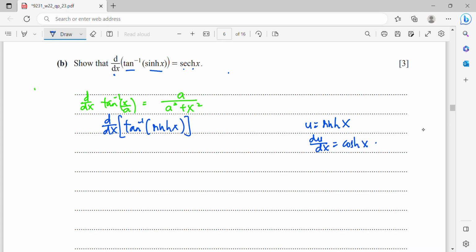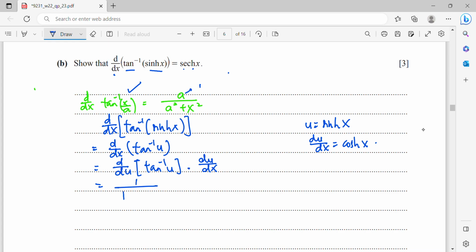Right? So here becomes d over dx inverse tangent u. So when you need to differentiate inverse tangent u with respect to x, it's basically using the chain rule: d over du inverse tangent u times du over dx. Now, inverse tangent u, when you compare with inverse tangent x over a, your a is 1, because your a is a constant. So I will change the x to 1. So 1 over 1 squared plus u squared times du dx is my cos.